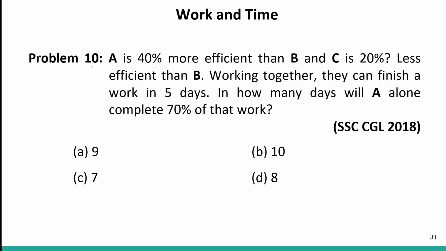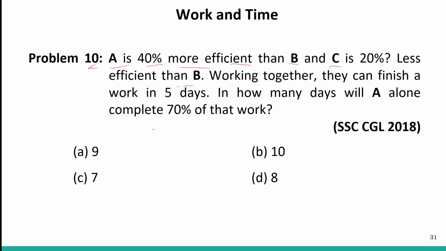So let's see problem number 10. A is 40% more efficient than B and C. Okay, C is 20% less efficient than B. So working together, they can finish a work in 5 days. So in how many days can A alone complete 70% of that work?